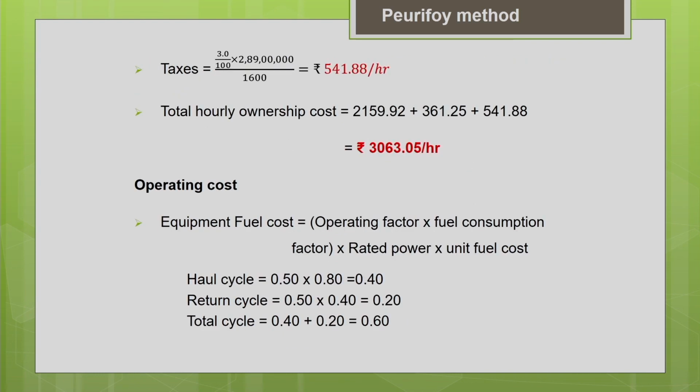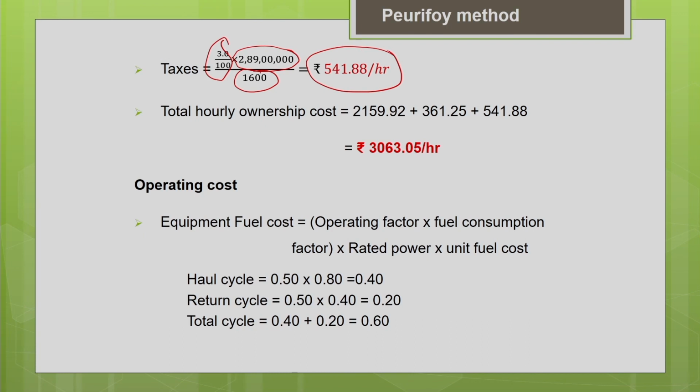Now let me calculate the taxes. Tax percentage is 3% of the initial cost minus the tire cost, divided by the hourly usage of the machine in a year. So, that will give me the hourly taxes as rupees 541.88 per hour.